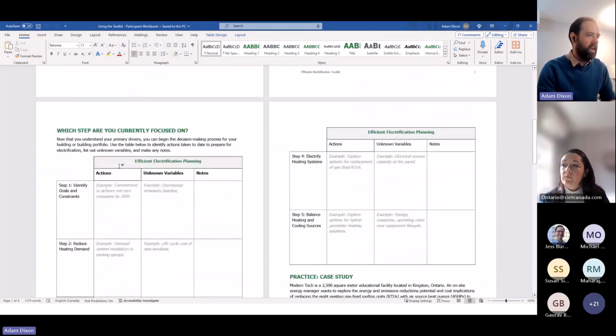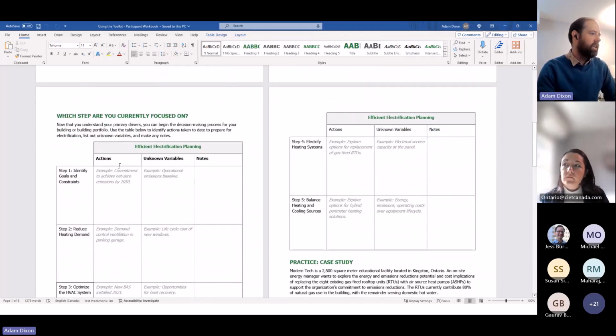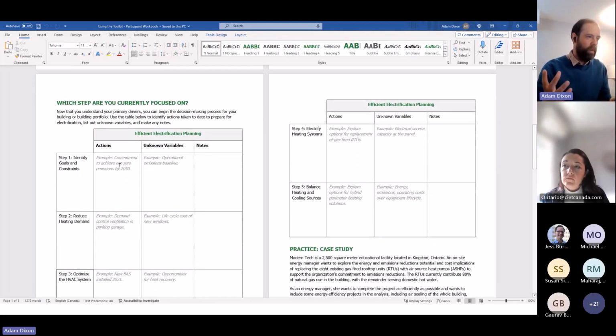So the first thing we've given you here, rewinding to prior to that interactive fact sheet, is a little bit of a tool to brainstorm ideas or things that you have done in your building based on these steps, and unknown variables, or maybe things you need to consider in the future for your building. So we have step 1, identify goals and constraints.